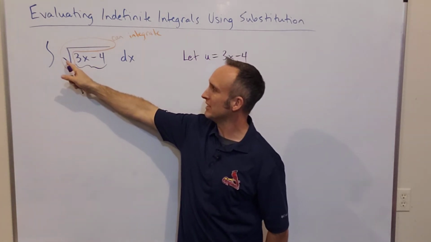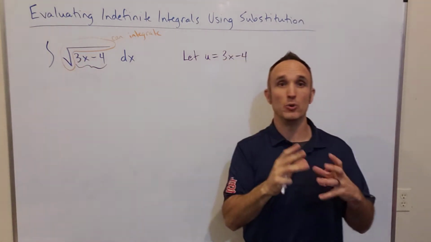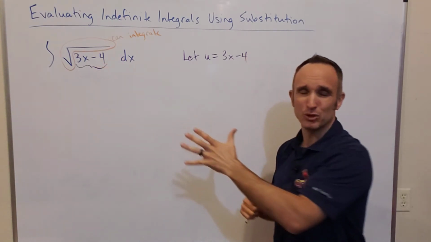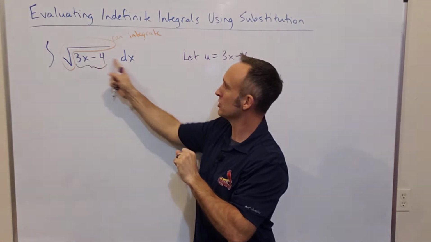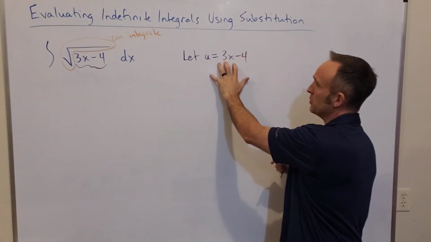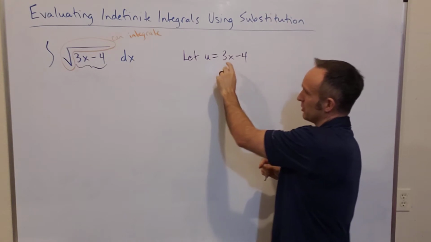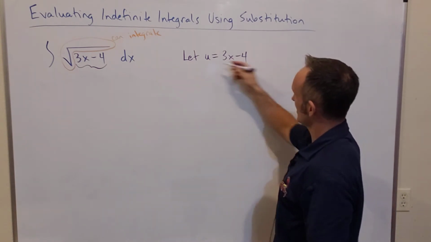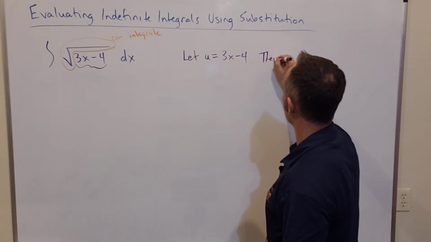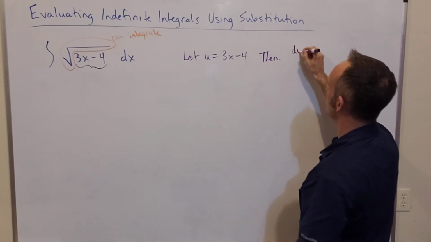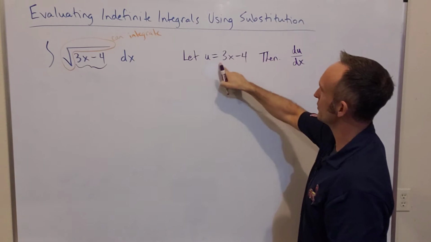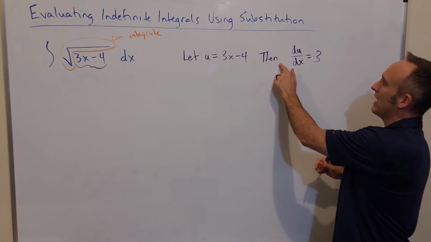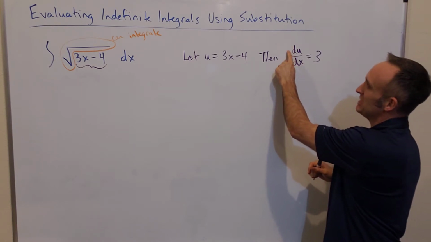Because I know how to take the antiderivative of the square root of just u now, right? The problem is if this is u and this is dx, they're not compatible because I need this to be a function of this variable. So if u is 3x minus 4, then I need to figure out the relationship between u and x as far as dx goes. So if u is 3x minus 4, then du dx, if I differentiate this statement, I get du dx equals 3. Okay? So now I have a relationship between dx and du.